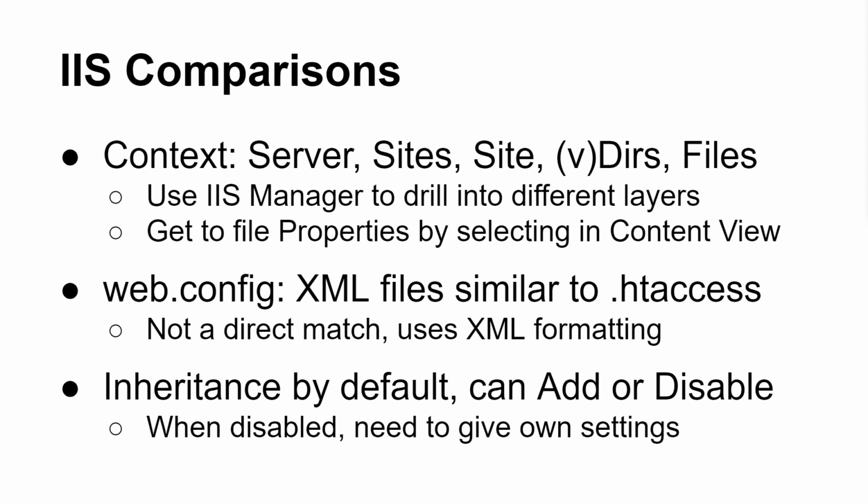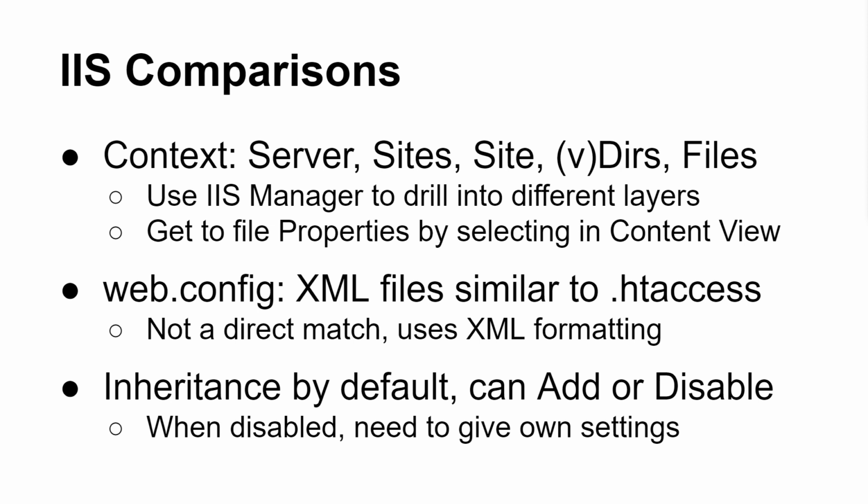In Apache, we had the .htaccess file. In IIS, we're going to use a web.config file. Very similar idea, but it's not a direct match. In .htaccess, it's just a standard text file with directives placed into it. In web.config, it is an XML file structure, and you'll need to know a few more options and settings in order to properly configure the XML file.